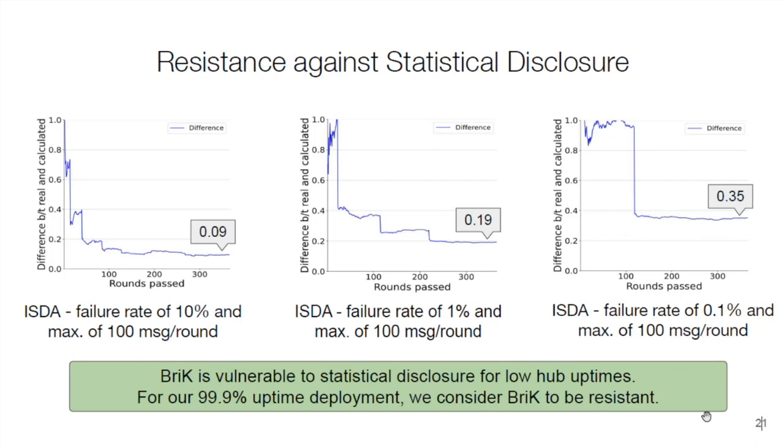So this allows us to conclude that Brick is still vulnerable to statistical disclosure attacks if we consider hubs with lower uptimes. But for our 99.9% uptime deployment, we consider Brick to be resistant. Also, if we consider 99.999%, so three nines, this attack fails entirely.